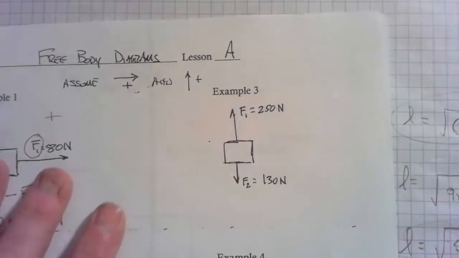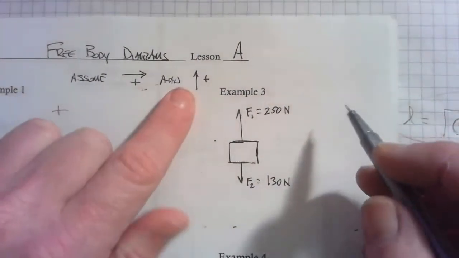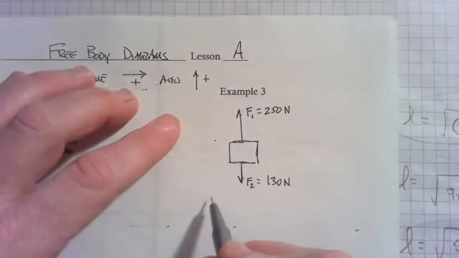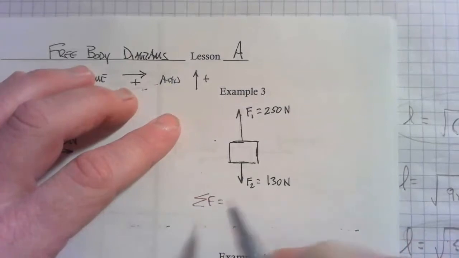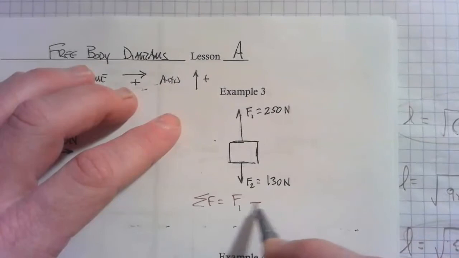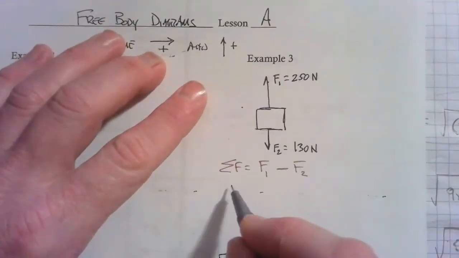Do you think it gets that much more complicated when we go up and down? No. Just keep in mind that we're going to assume up is positive and down is negative. So net force equals, start with the positives, F1. Go to the negatives, minus F2. Then fill in the numbers.